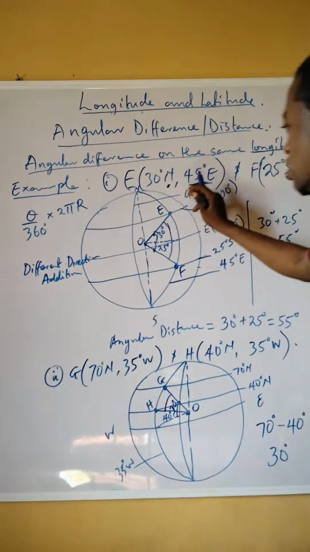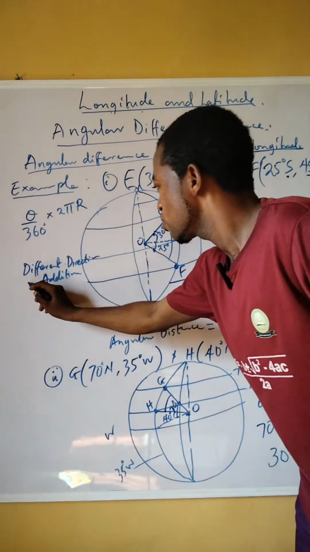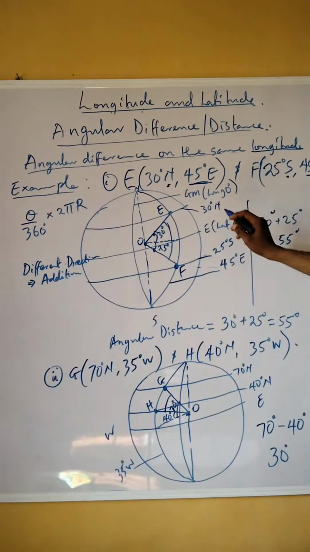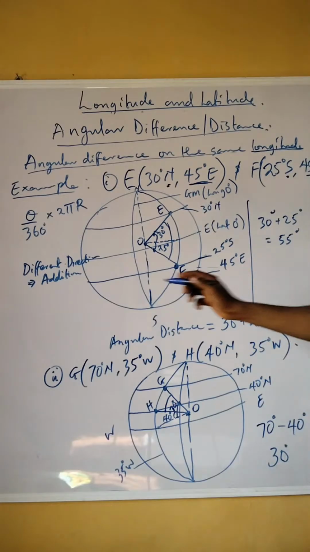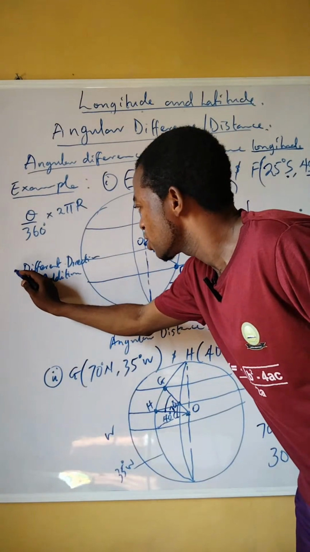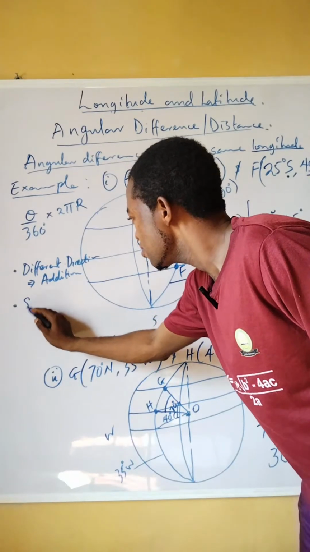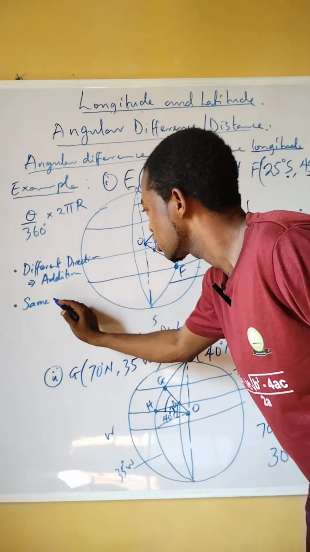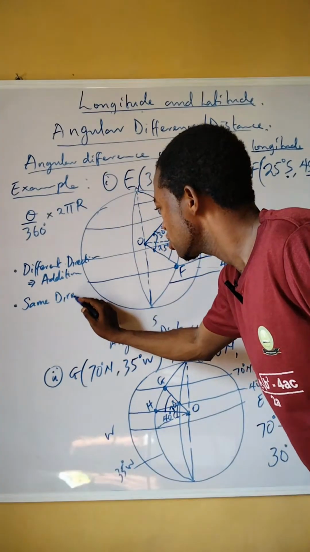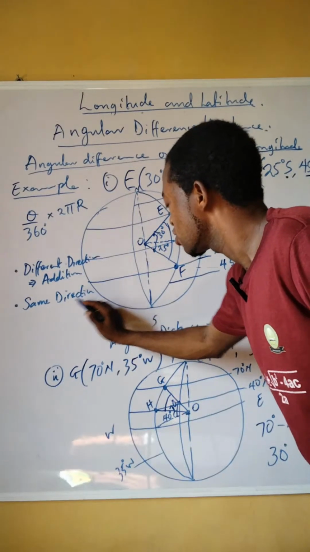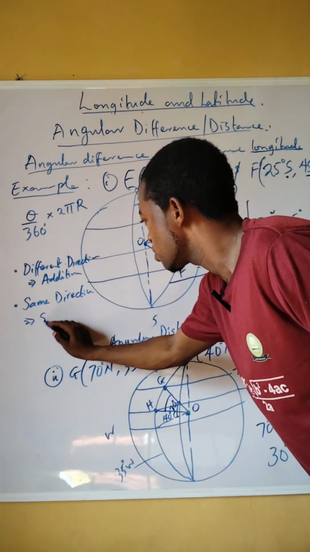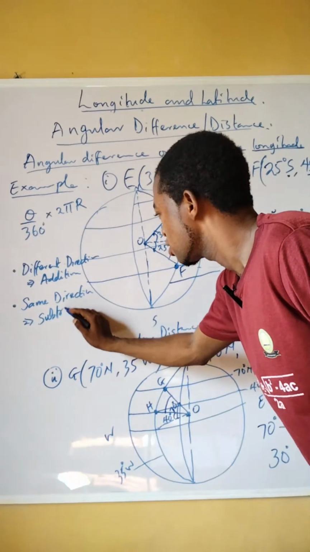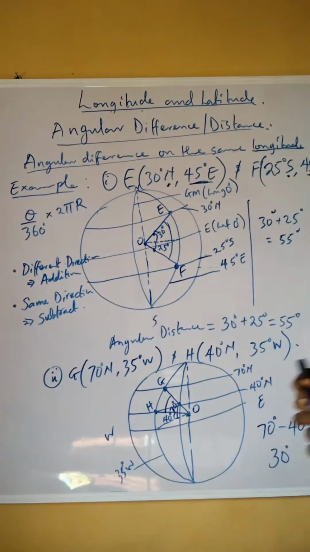That is, if one is north and the other is south, that will be addition of the two angles. Now, that's for different direction. If it is on the same direction, what we do is that we subtract the angle. Now let's consider here.